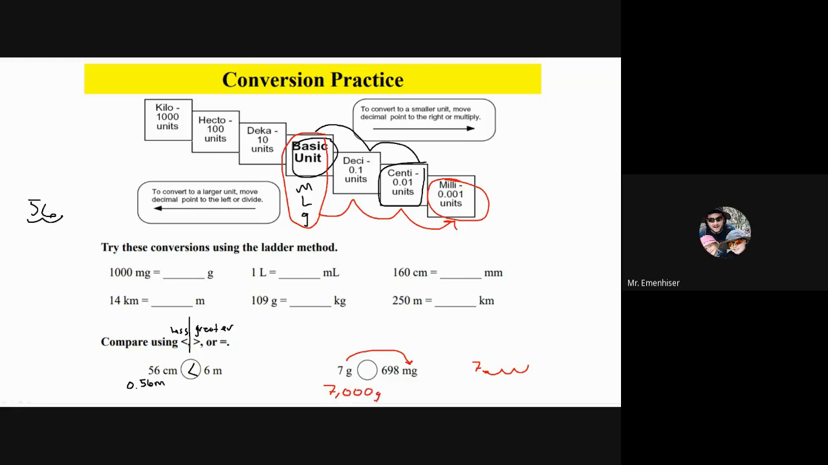7,000 grams. Which one's larger? 7,000 grams is larger, right? 7,000 is greater than 698.